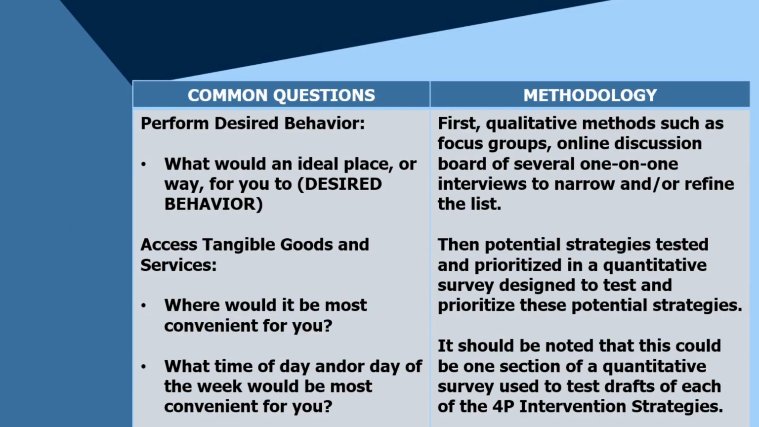Methodologies would be the same. First, there would be qualitative methods such as focus groups, online discussion boards, or several one-on-one interviews to narrow and/or refine the list. Then, potential strategies are tested and prioritized in a quantitative survey. And as noted before, this could be one section of a quantitative survey used to test drafts of each of the 4 potential intervention strategies.